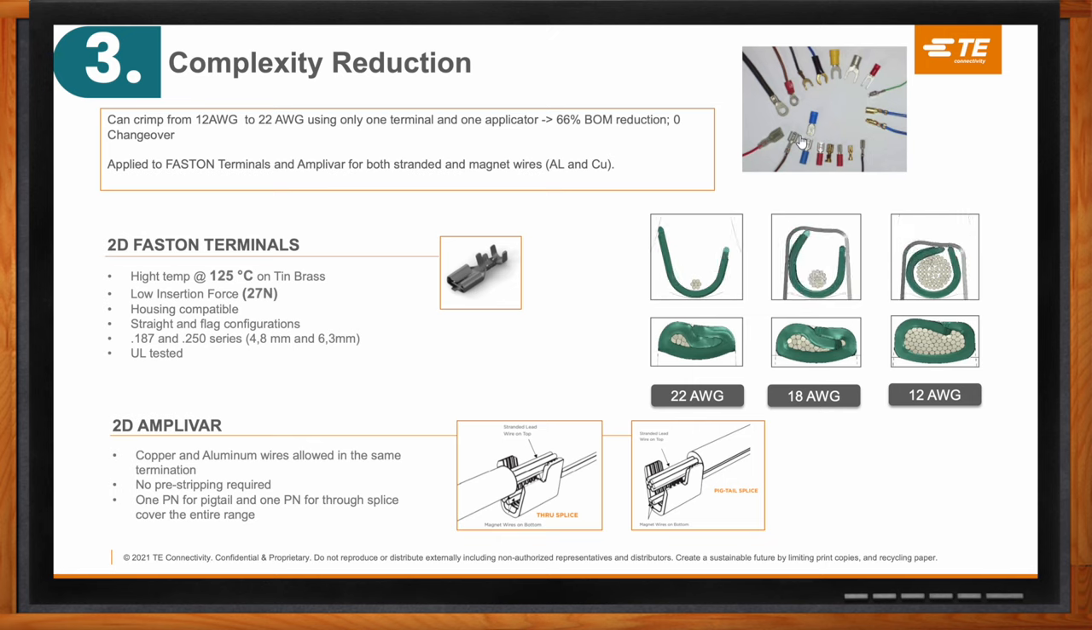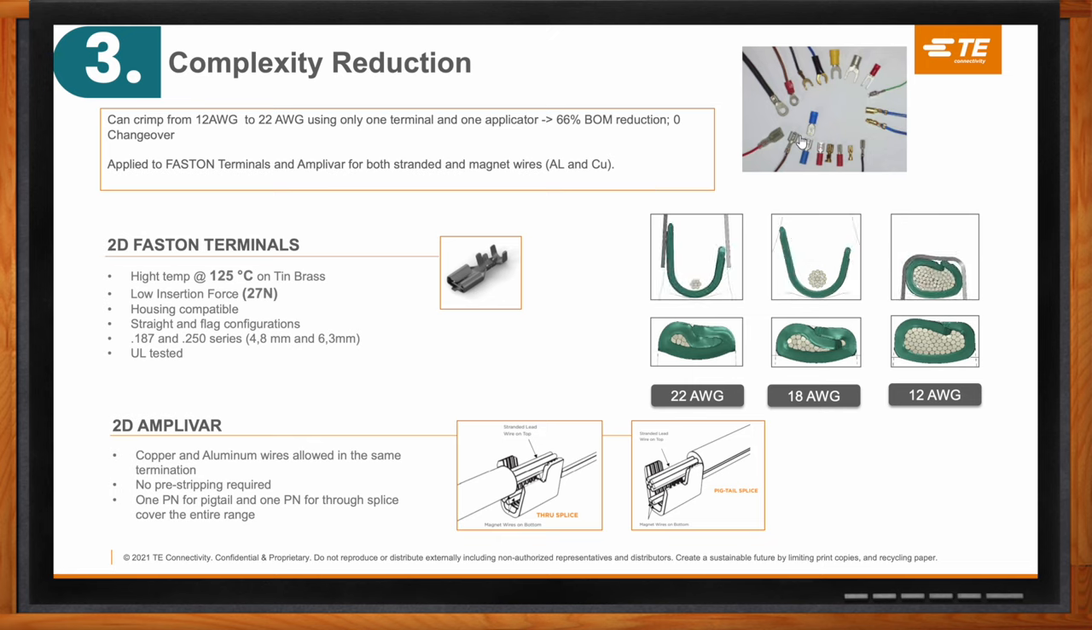This is not going to be needed anymore with the use of the 2D Faston and 2D Amplivar, because the customers will be able to crimp this very broad variety of wire size with a unique terminal and a unique applicator that allows the customers to reduce, based on our average sales calculation, around 66% of their bill of material, which for sure will strengthen also their bargaining power, concentrating more their demand in smaller amount of SKUs.